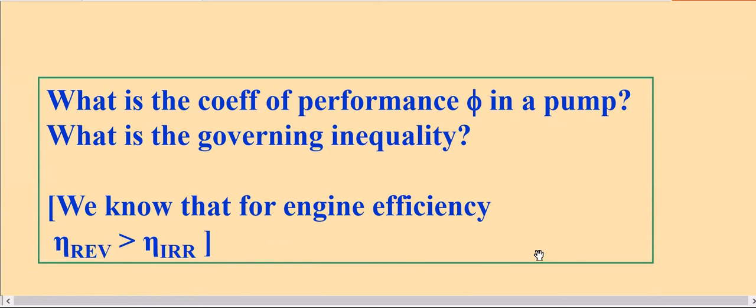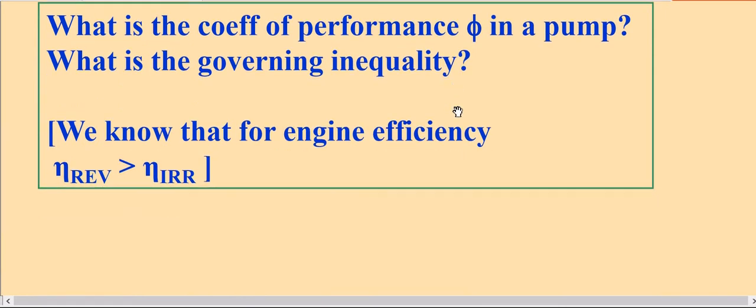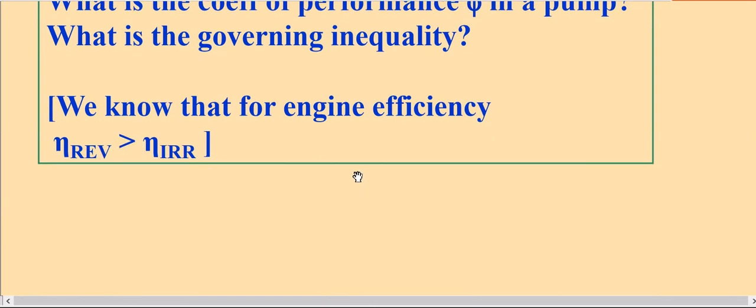So now we are towards the end. What is the coefficient of performance, phi, in a pump? And what is the governing inequality? So I talked about the coefficient of performance in a pump. This is very much like the engine efficiency. Eta reversible is greater than eta irreversible. This we all know. Similarly, we can show that phi reversible is greater than phi irreversible.